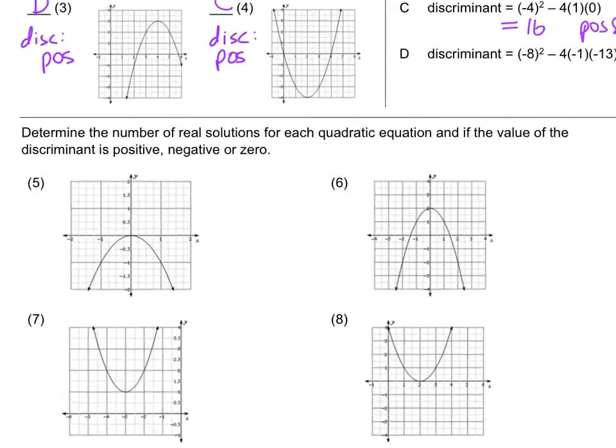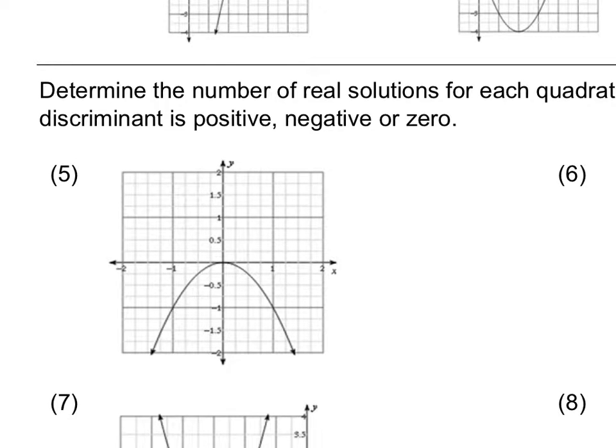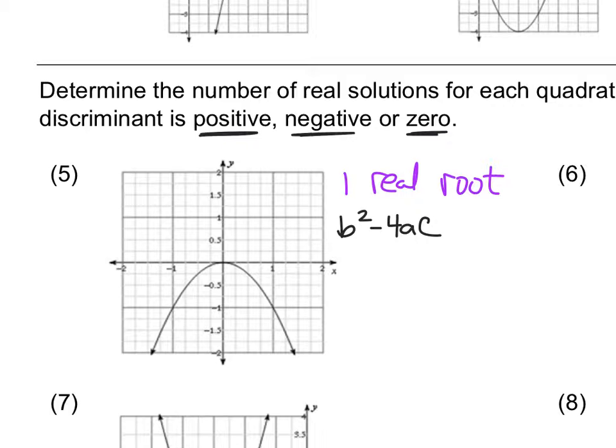All right? So the next little section: determine the number of real solutions for each quadratic equation, and if the value of the discriminant is positive, negative, or zero. So this is exactly what I'm talking about. In number 5, we know we have how many solutions? 1 real root. The discriminant, b squared minus 4ac, we want to know, is it positive, negative, or 0? It's got to be equal to 0.